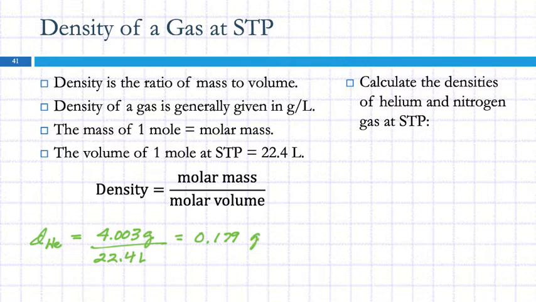So 0.179 grams per liter. How about nitrogen? What's the molar mass of nitrogen? 14.01. That's the molar mass of nitrogen atoms.